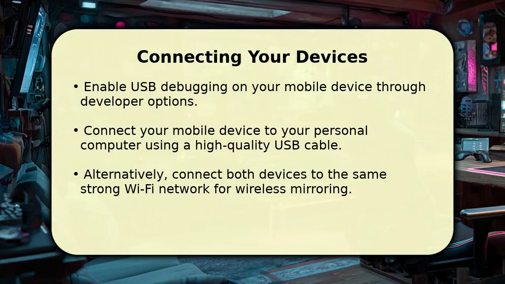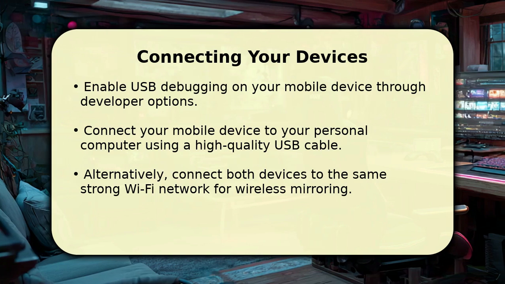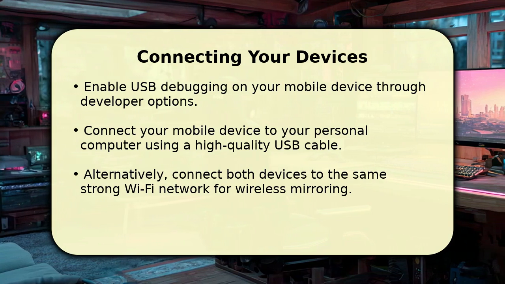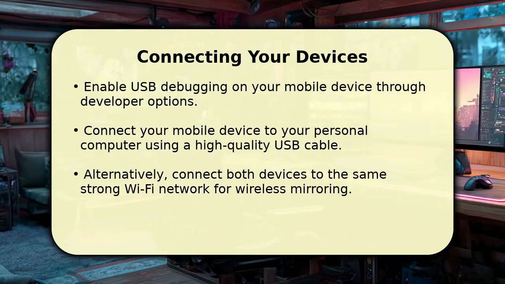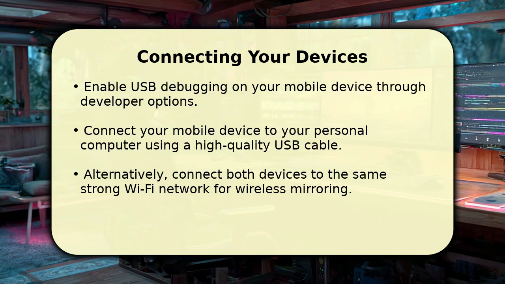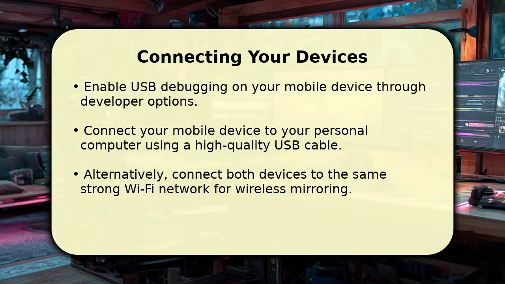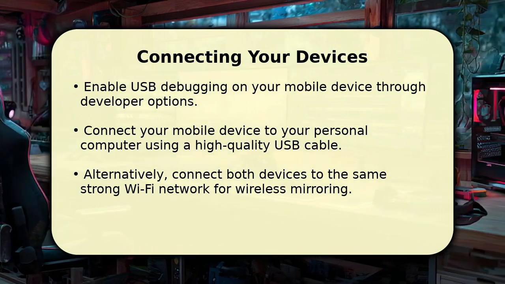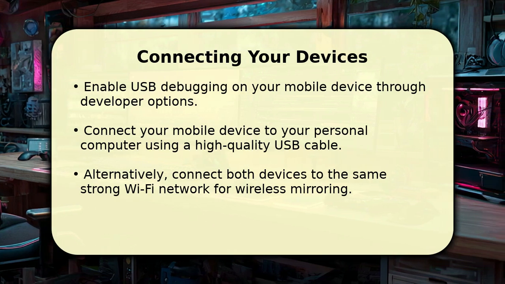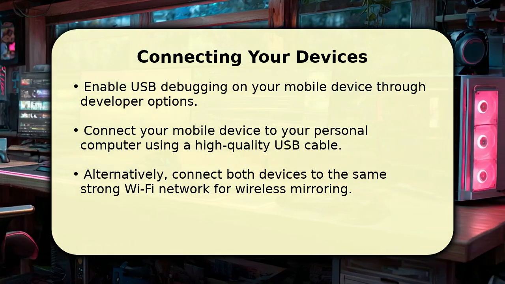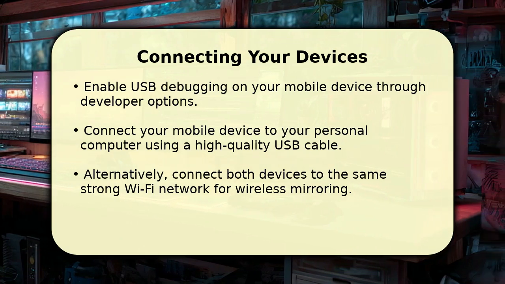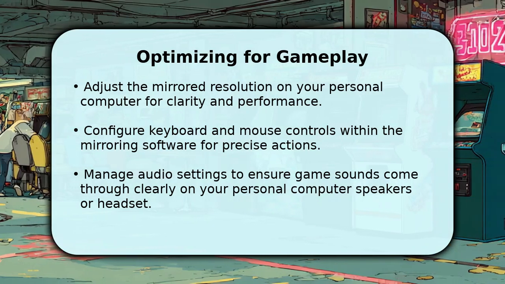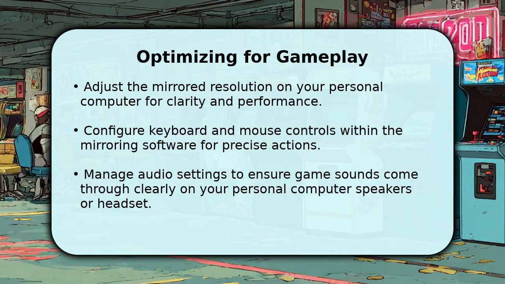After installing your chosen software, the next step is establishing the connection between your phone and personal computer. First, access your mobile device's developer options and enable USB debugging, a necessary security setting. Then, connect your phone using a sturdy USB cable, allowing for the most stable connection. If you prefer wireless, ensure both devices are linked to the same fast Wi-Fi network, ideally one supporting 5 GHz bands, for optimal performance. Once connected, fine-tune your settings for an ideal gaming environment.